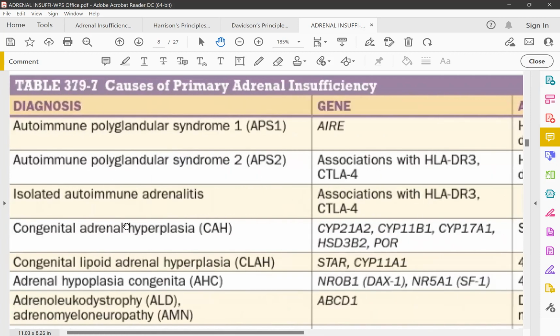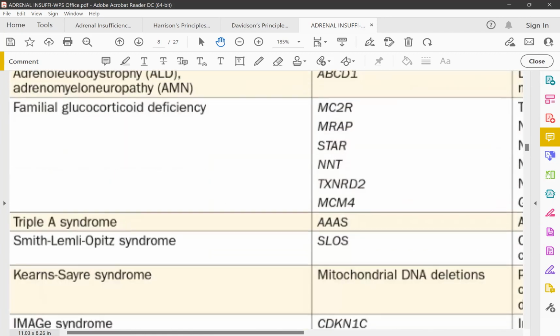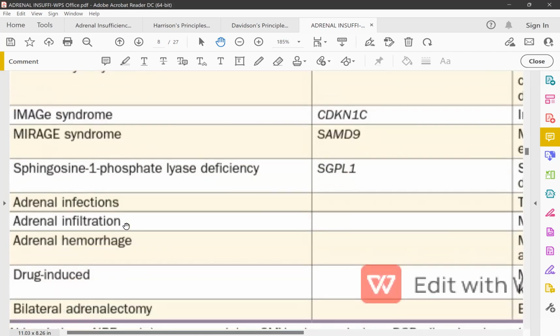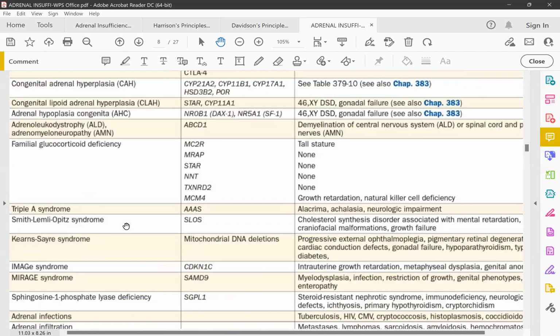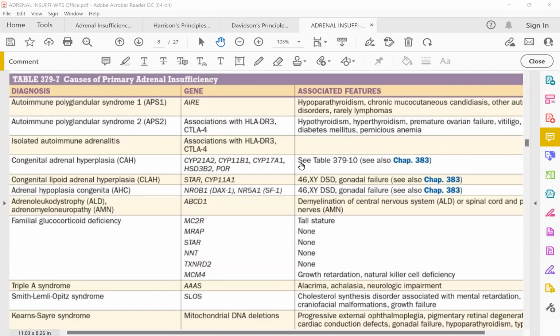And next one is congenital adrenal hyperplasia, and other causes like adrenal infarction, adrenal hemorrhage, and drug-induced adrenal insufficiency. Among adrenal infections, the most common is tuberculosis, then HIV, and adrenal infiltrations like amyloidosis, metastasis, lymphomas, and sarcoidosis. And drug-induced causes like antifungals such as ketoconazole, fluconazole, and etomidate. These are the causes of primary adrenal insufficiency.